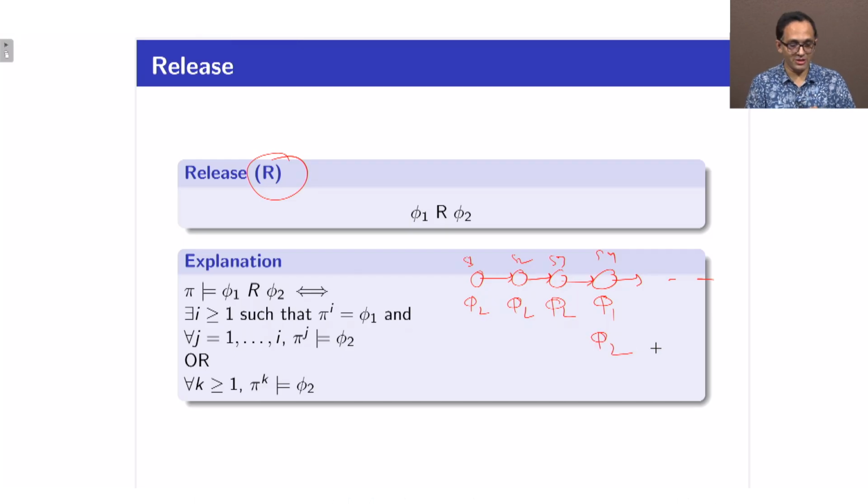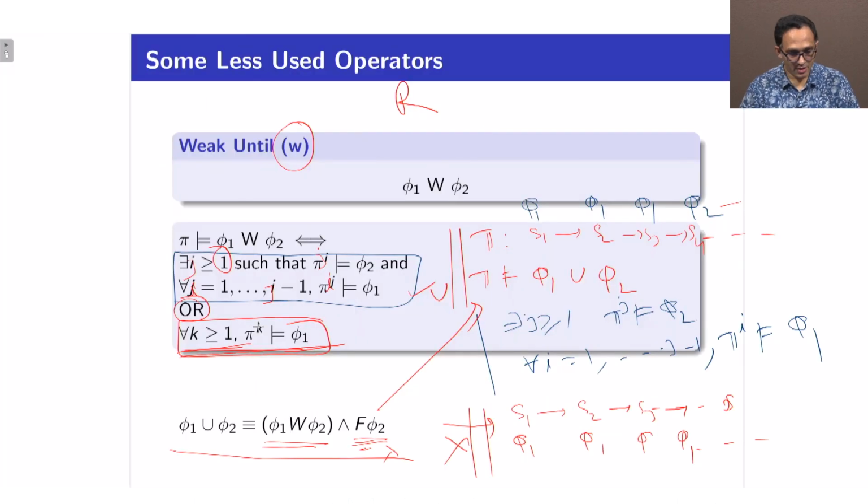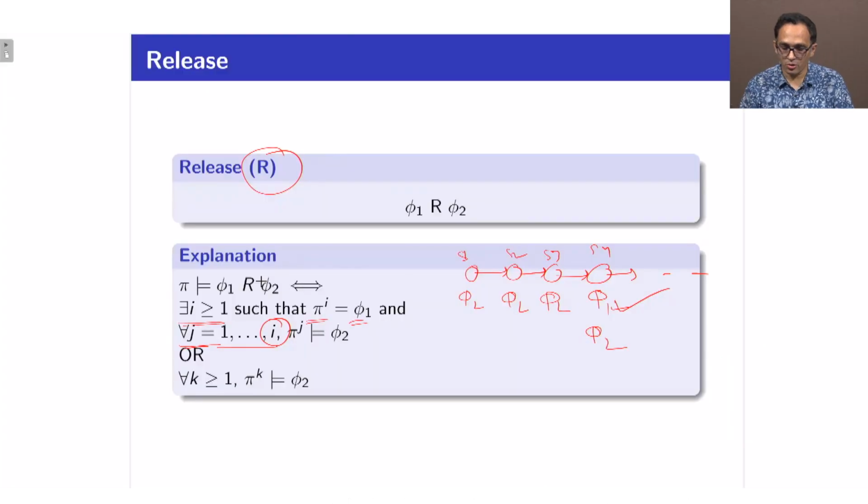See the definition. What I am saying is that there exists some i such that phi 1 holds, say S4. So in S4 state phi 1 holds, and for all j from 1 to i, it is not i minus 1. If you see here, it was till i minus 1. So that means the state where phi 2 holds, phi 1 should hold till the previous state. It may be that in the state phi 1 and phi 2 both hold, but I don't care about that. So it has to hold till the previous state, but in release both of them should hold here.